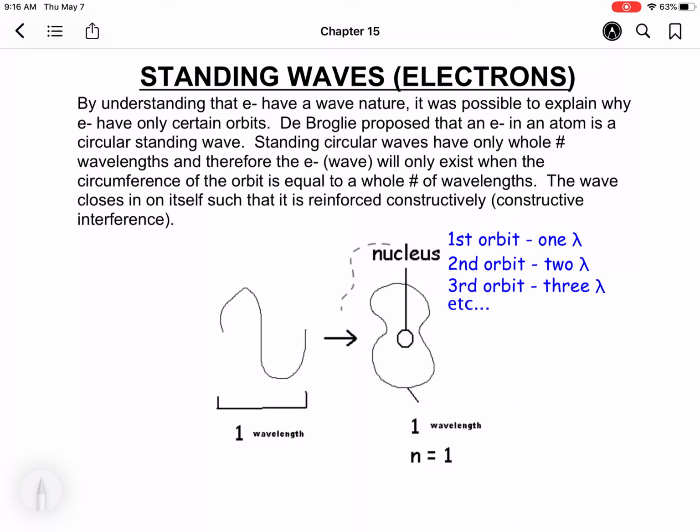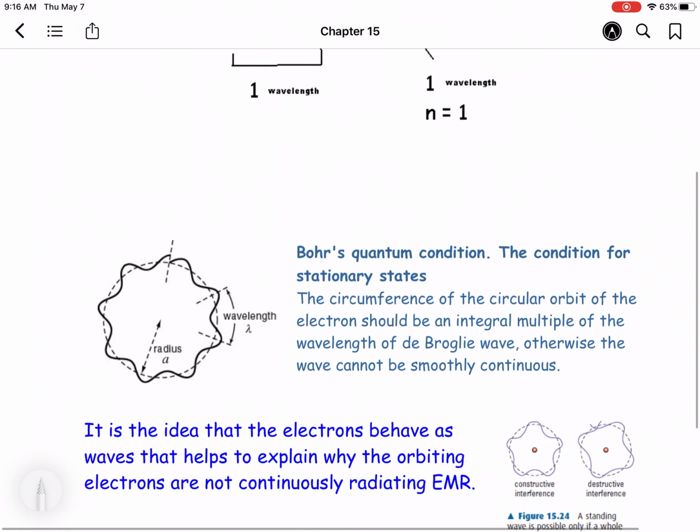And so if I have two wavelengths, I will have an orbit out here. If I have three wavelengths, I'll have an orbit out here. If I have four wavelengths, I'll have an orbit out here, right? And so the first orbit is one wavelength, the second orbit is two wavelengths, three wavelengths. And so what it shows is why.